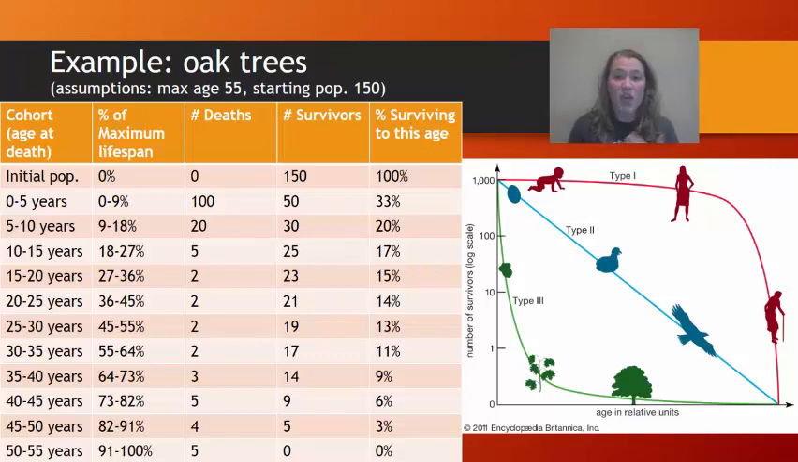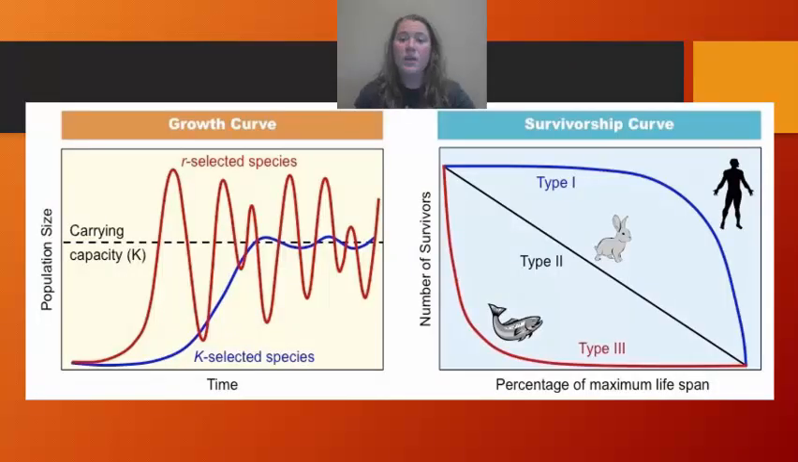If the chance of dying at any age is pretty consistent, then you have a type 2 survivorship curve. And if most individuals die really young and very few reach old age, then you have a type 3 survivorship curve. Now our survivorship curves correlate a little bit to our R-selected versus K-selected species.